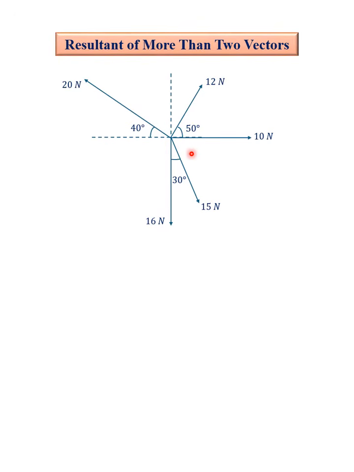To find the resultant, we simply resolve each of these forces to their horizontal and vertical component. Then we add up all the horizontal components and add up all the vertical components to form a system of a single vertical and a single horizontal force, and then we can find the resultant. It is very simple.